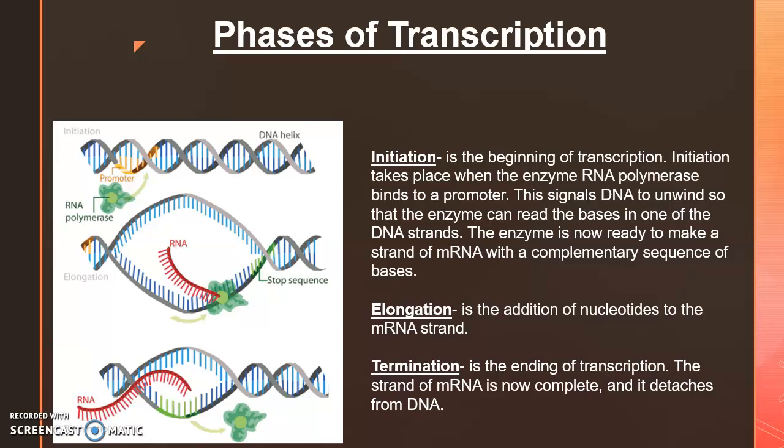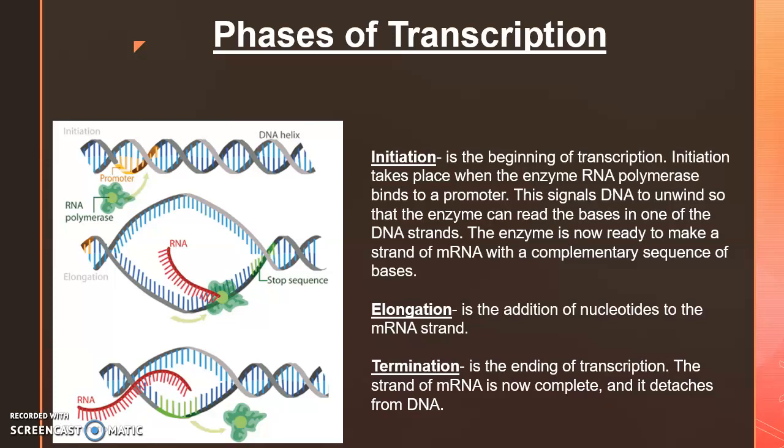Next, I will be going over the three phases that take place in transcription. The first phase is initiation, which is the beginning of transcription. Initiation takes place when the enzyme RNA polymerase binds to a promoter. This signals DNA to unwind so that the enzyme can read the bases in one of the DNA strands. The enzyme is now ready to make a strand of mRNA with a complementary sequence of bases.